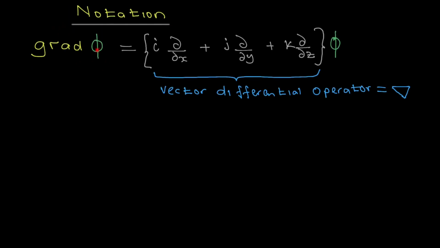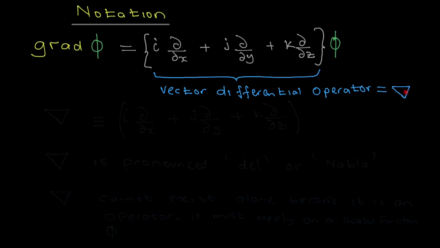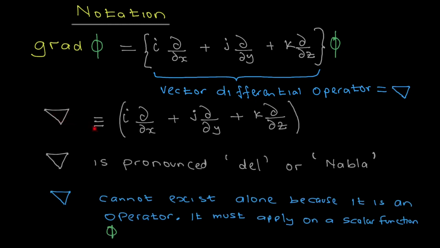Now let's look at notation. Grad on phi, applying grad to phi, this is what we get. This is what grad is. So grad is a vector differential operator, and we can represent grad with this symbol. This symbol here is equivalent to the partial derivative with respect to x plus the partial derivative with respect to y plus the partial derivative with respect to z. And the symbol is pronounced del or nabla.